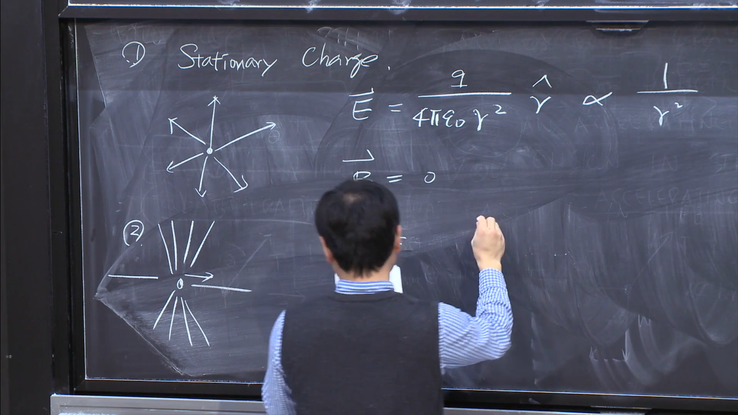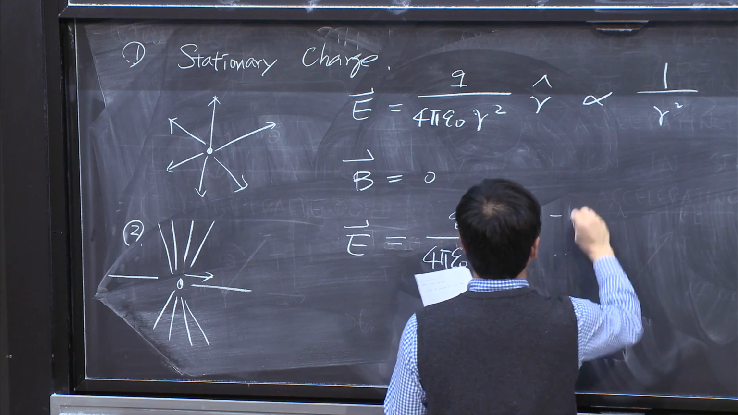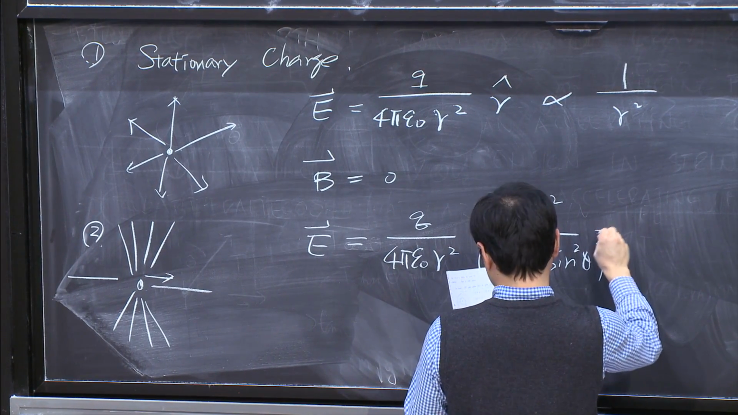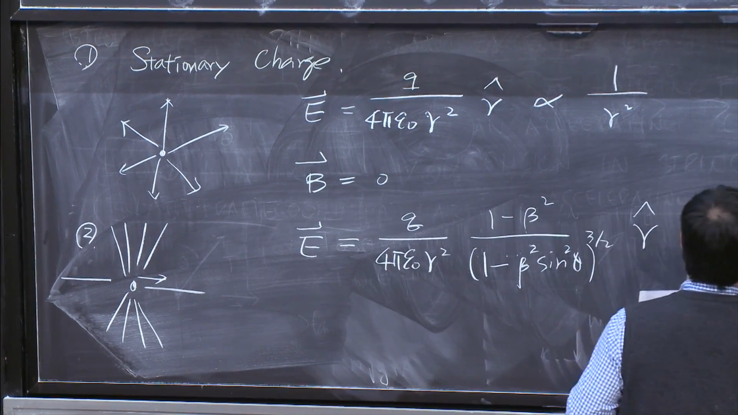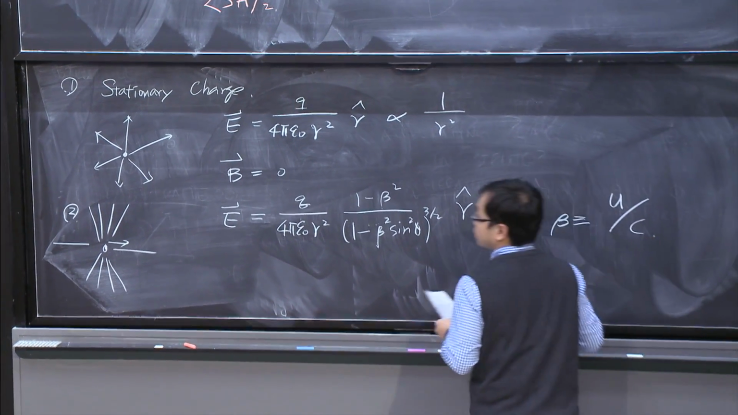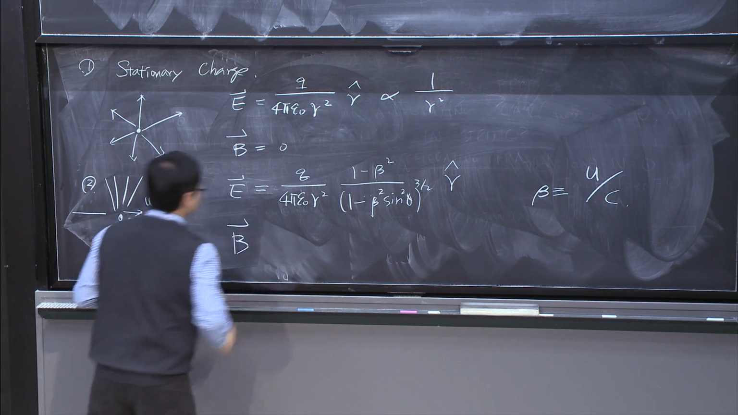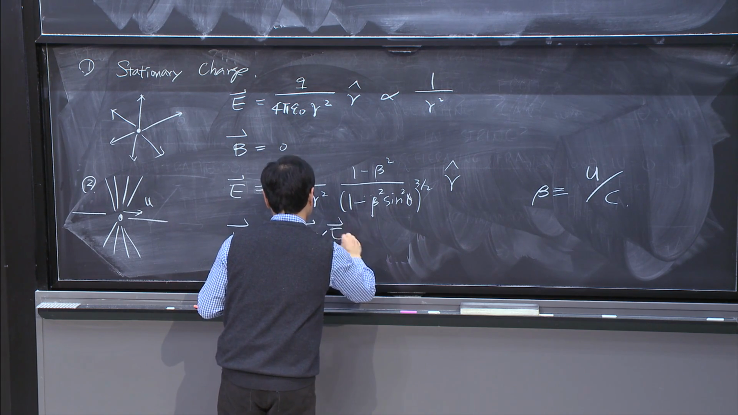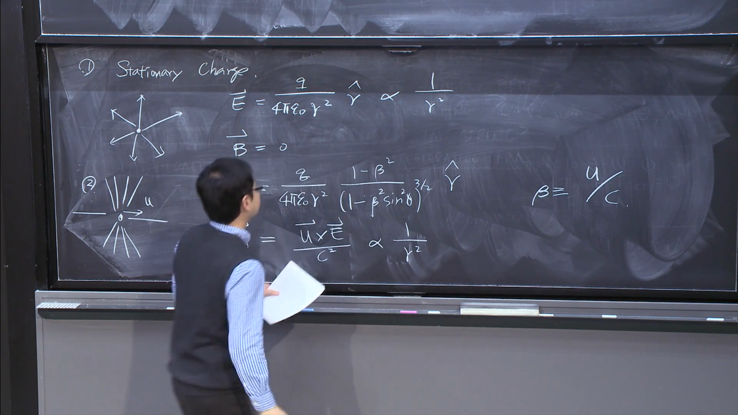The electric field will be equal to Q divided by 4 pi epsilon 0 r squared, times 1 minus beta squared, over 1 minus beta squared sine squared theta to the power 3 over 2, in the r direction. I will define beta in a moment: beta is defined as u over c, where u is the velocity of this little charge. And of course, you can also calculate the corresponding B. The magnetic field will be equal to u cross E divided by c squared, and that is proportional to 1 over r squared.